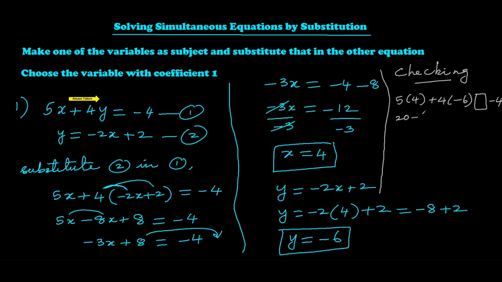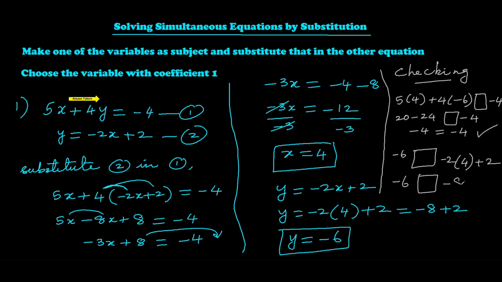20 minus 4 6s are 24. Obviously, 20 minus 24 is negative 4. Negative 4 is equal to negative 4. It is true for the first equation. Let me check with the second. y, which is negative 6. This should be equal to the right side, which is negative 2x, and x is equal to 4. Substitute that. Simplify the right side. 2 4s are 8. Negative 8 plus 2, obviously negative 6. So negative 6 is equal to negative 6. That means my solution, my answers are correct. This is how you will do the checking part. Please do that in exams without missing. The checking part is important to make sure that your answer is correct.